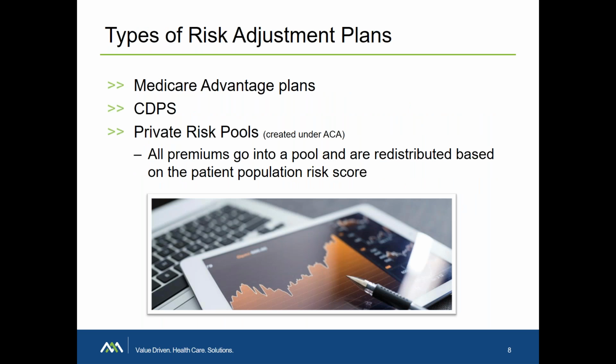Types of risk adjustment plans. So there are Medicare Advantage plans, CDPS, which stands for Medicaid Chronic Illness and Disability Payment System, as well as risk payment pools. So with the private risk pools, all of the premiums go into a pool and are redistributed based on population of the patient's risk score.